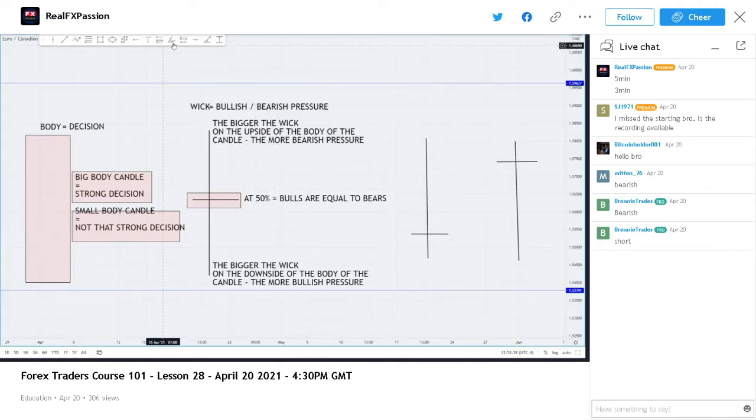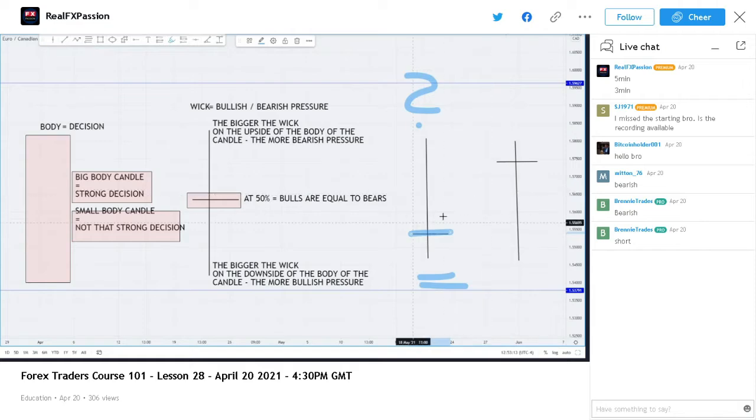So now, what about now? Say, Jay, what is this candle? Bearish or bullish? The first one, everybody, you can participate in the conversation. Okay, so the bigger the wick on the upside of the body, this is the body, the more bearish is the pressure. So would this be a bear or a bull?